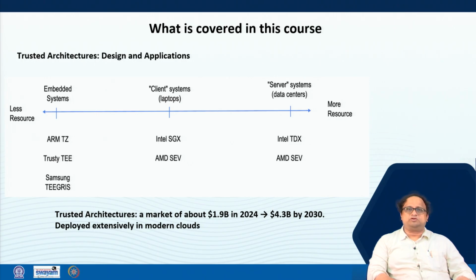It is expected that by 2030, the market for trusted architectures will probably reach around 4.3 billion. They are also extensively being deployed in modern clouds, and in spite of several cryptographic techniques being developed, they remain a very important piece where technology comes in to solve the problem of PETS. So we'll take a very quick look at some of these architectures and try to get a flavor of what TEEs, or trusted execution environments, stand for, and how they operate in this context.